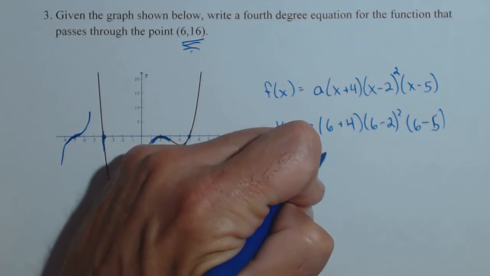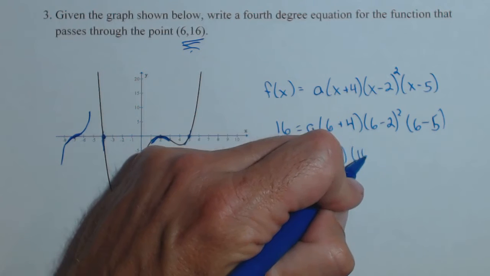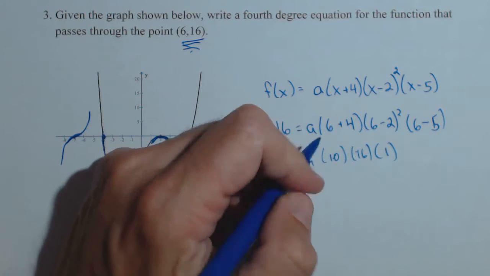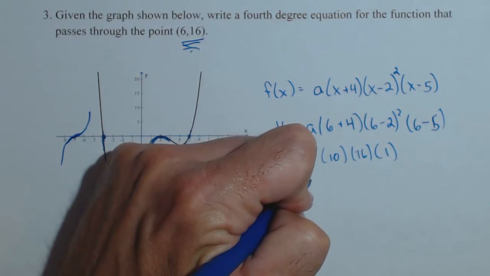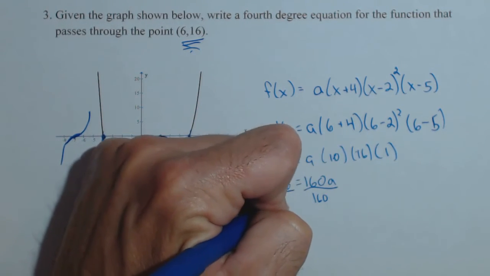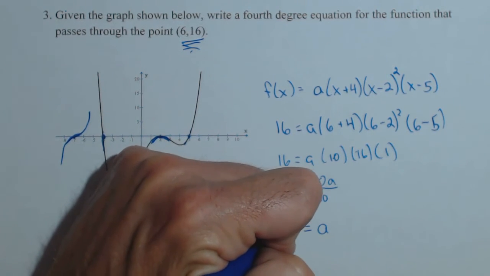So 16 equals a times 10. This will be 4 squared, which is 16, and this is 1. So we have 160a, so 16 equals 160a. Divide by the 160, and we're going to get a equals 1/10.